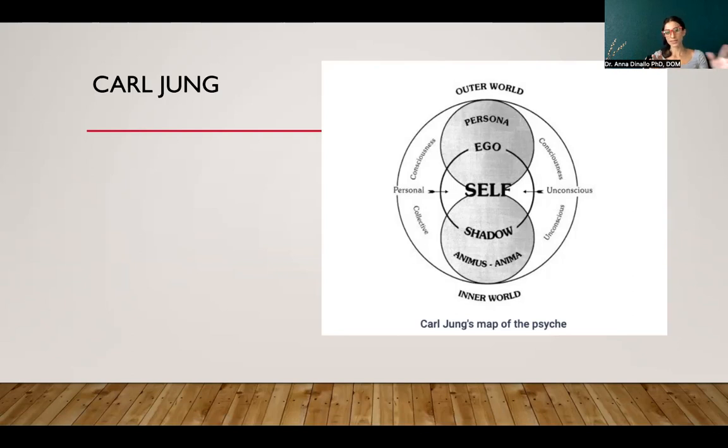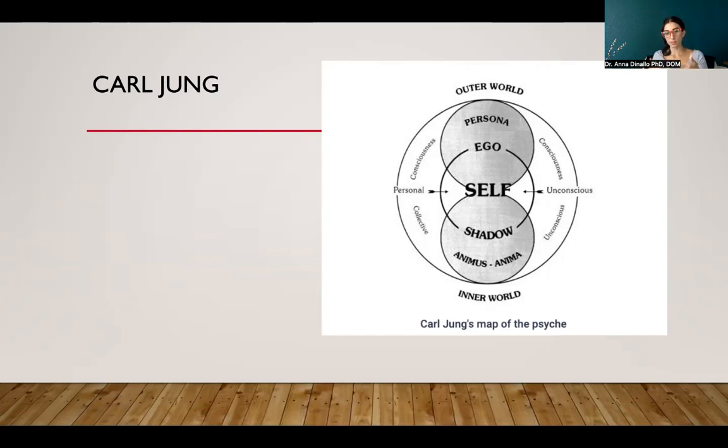So let's take a moment, and if you'd like, you can draw this map next to Freud's map in your notes. So you have, okay, this is Freud's map of the mind. This is a Jungian map of the mind. So Carl Jung positioned the self in the center. And then the ego is actually what projected to the persona.